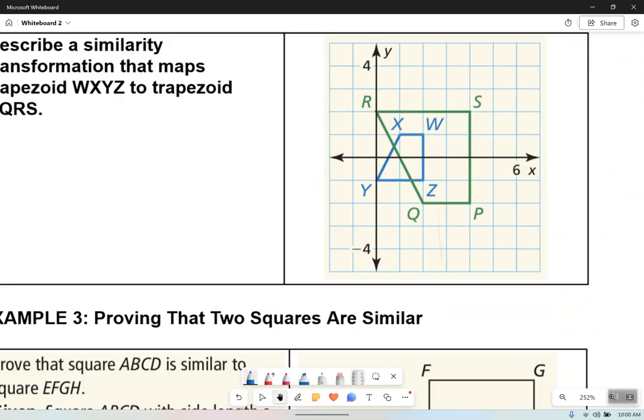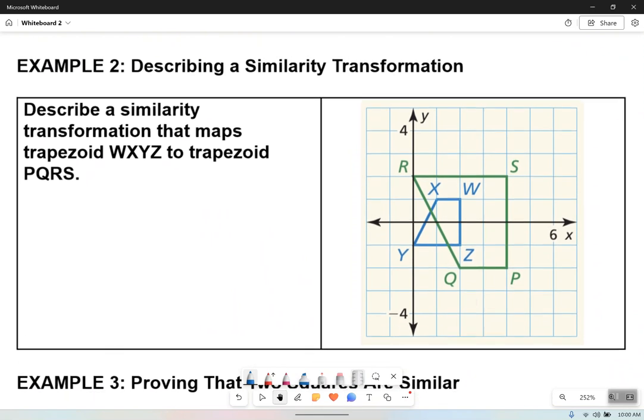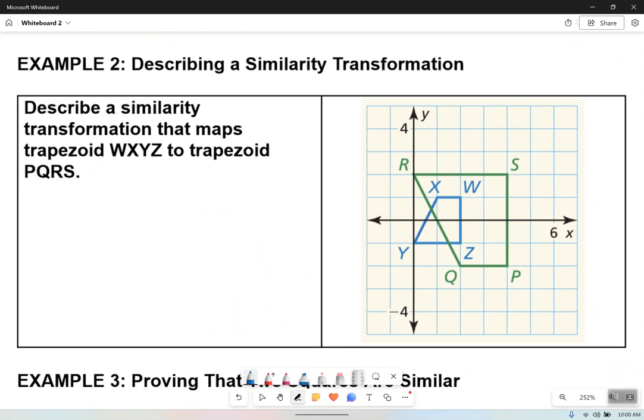Okay. All right, let's talk about example 2, describing a similarity transformation. It says, describe a similarity transformation that maps this trapezoid WXYZ to trapezoid PQRS. Well, you tell me, kids. We're going from the blue one to the green one. Okay. Now, are we going to have to change size at some point? Are they the same size? The blue trapezoid, the green trapezoid, are they the same size? No. So at some point, we're going to have to dilate this. We're going to have to enlarge it, right?